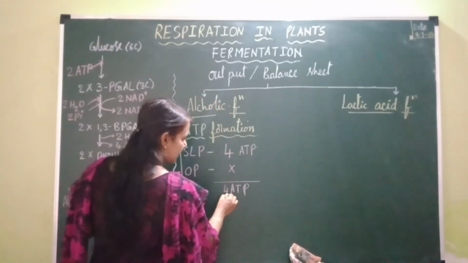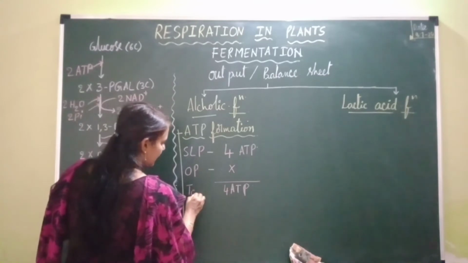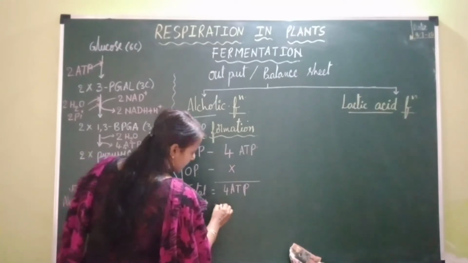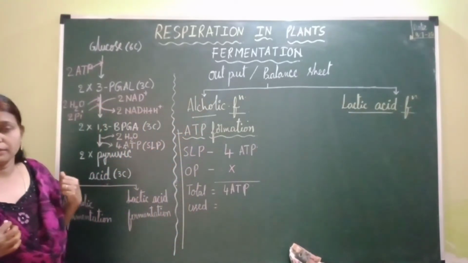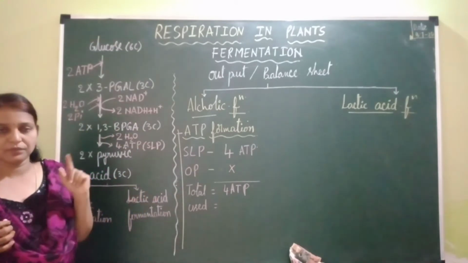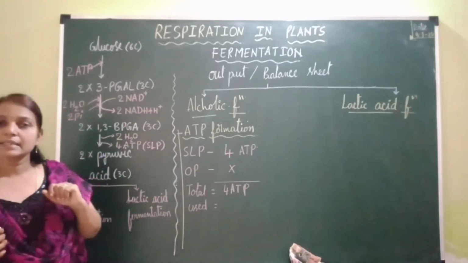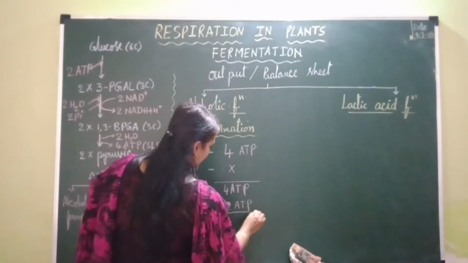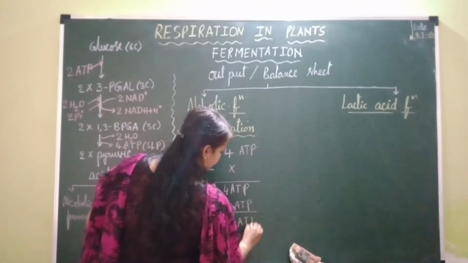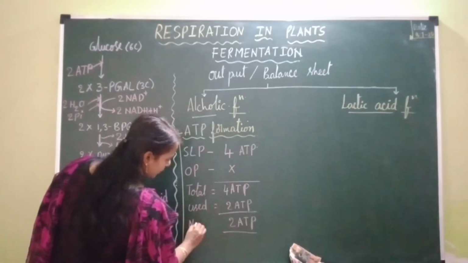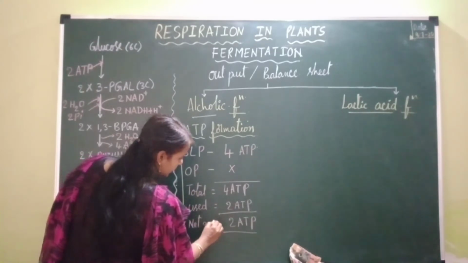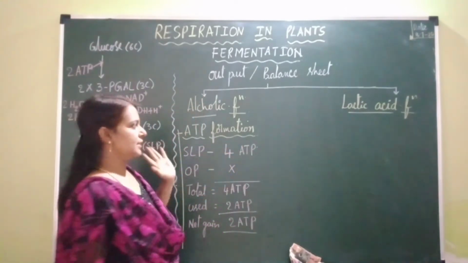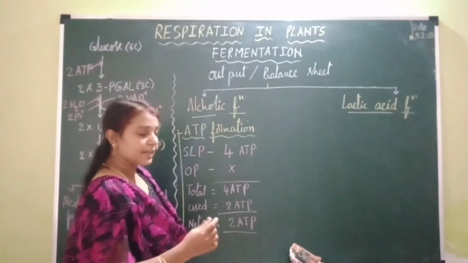Among these 4 ATPs, how many molecules of ATP are utilized? 2 molecules of ATP are utilized, used up during glycolysis. In which steps? In the first step and third step. In the first step 1 ATP is utilized, and in the third step of glycolysis 1 ATP is utilized. So minus 2 ATP. So net gain of ATP is 2 in case of both alcoholic fermentation and lactic acid fermentation. Even in lactic acid fermentation the same case applies.